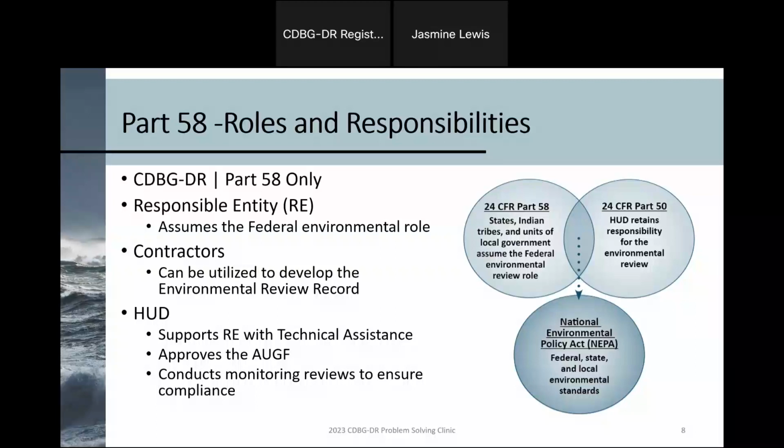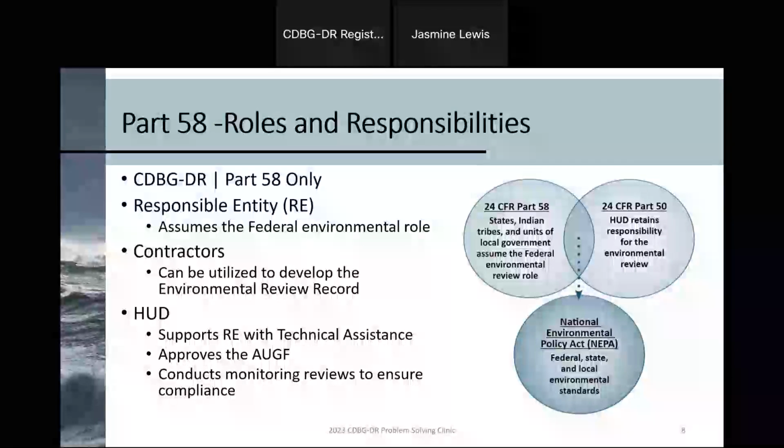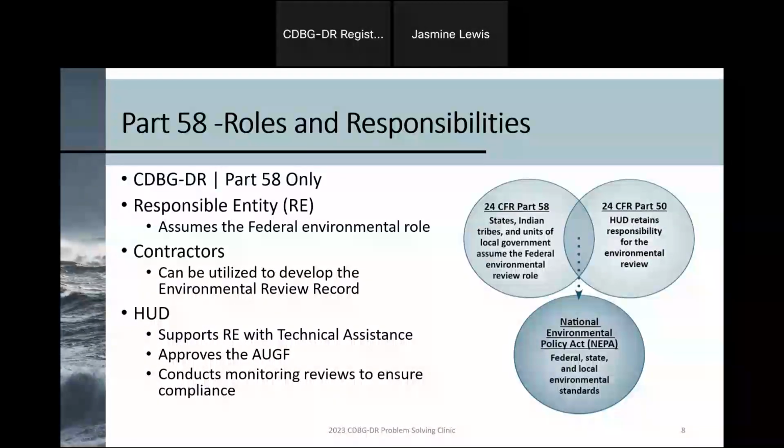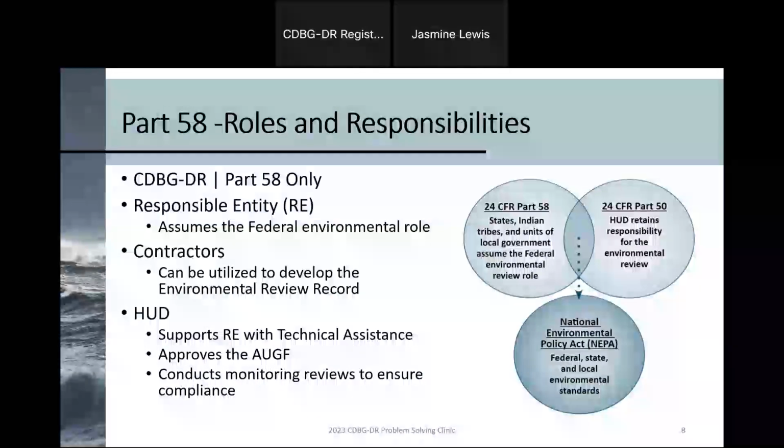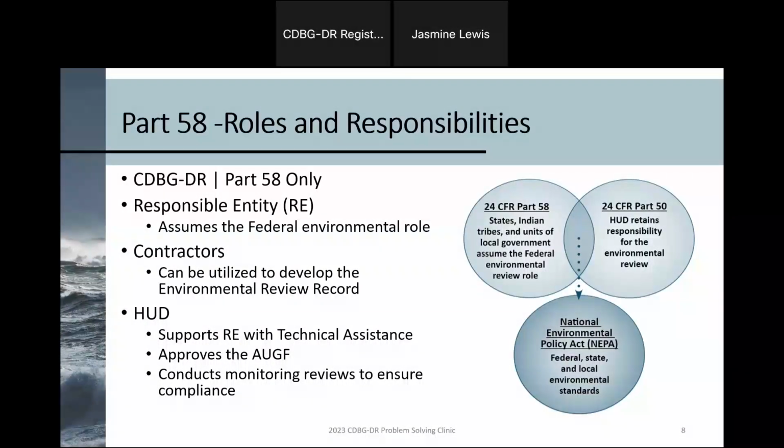If you're not sure who your HUD environmental contacts are, such as your regional environmental officer or your field environmental officer, you can ask your CPD rep. You could go on HUD Exchange, and there on the environmental review webpage, there's a contacts list that breaks each HUD environmental contact out by region and provides all of their contact information.